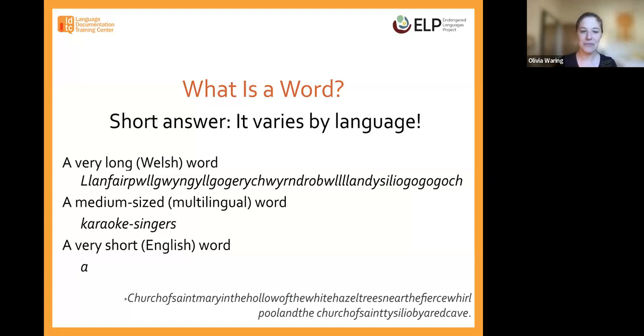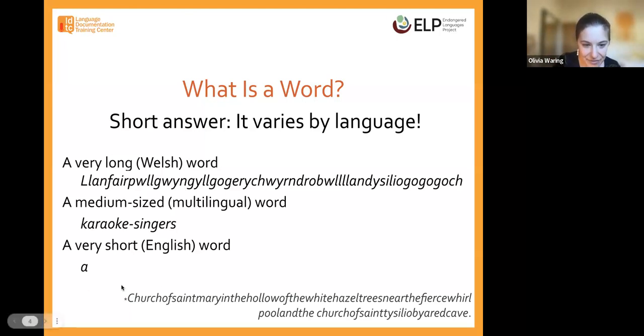A word that you might be familiar with from English is karaoke singers. However, that is actually pulling the word karaoke from Japanese and the word singers from English to create a brand new word representing a new meaning, karaoke singers, and sometimes represented with a hyphen there. And then you have the shortest possible word, which is just a single letter, in English, right? So all of these are technically words, but they are very, very different from one another and subscribe to different criteria of what constitutes a word.